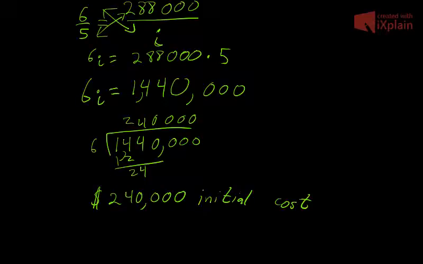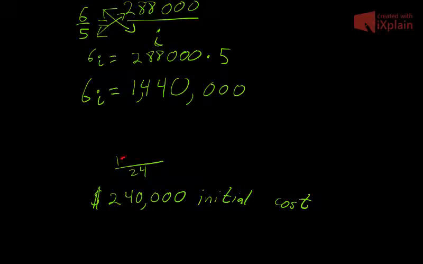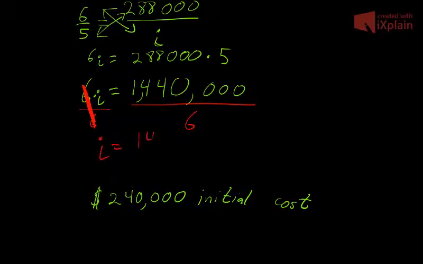And I did that by dividing, just to see a little more visually why I did that division. I wanted to figure out what the initial value was, so I wanted to get the initial value by itself. 6 was multiplying onto the I. So to get rid of the 6, I do the opposite of multiplication, which is division. Divide both sides by 6. 6 times something divided by 6, the 6 and the 6 cancel out because they are on opposite sides of the fraction. And I ended up with I equals 1,440,000 divided by 6, which is going to be $240,000.